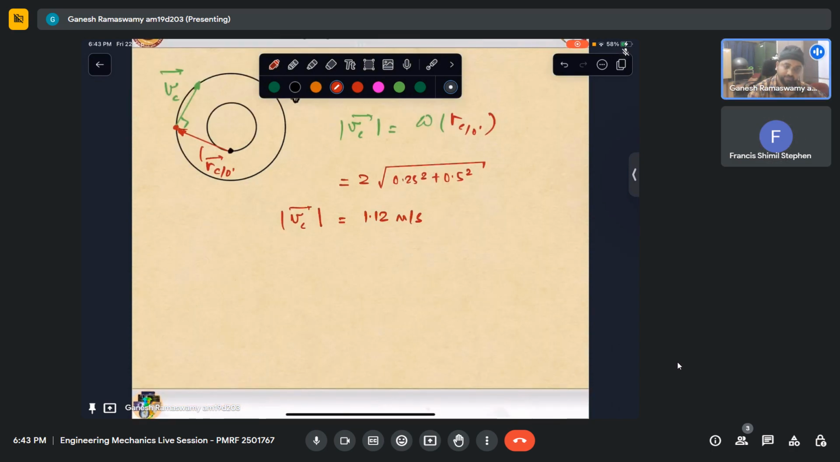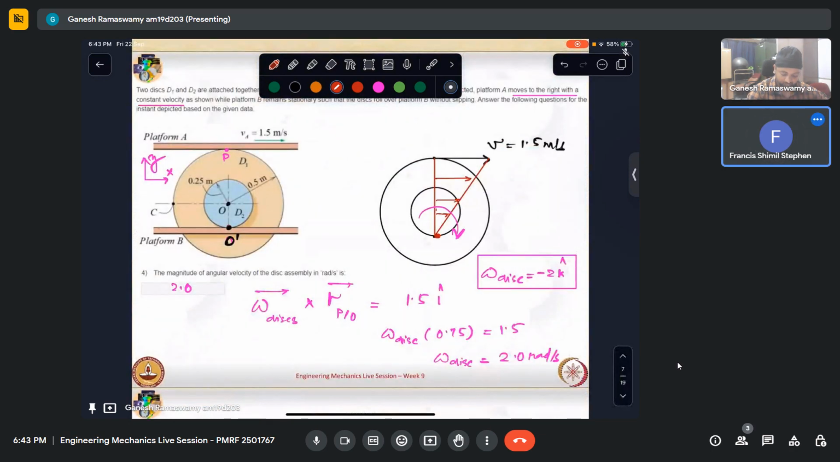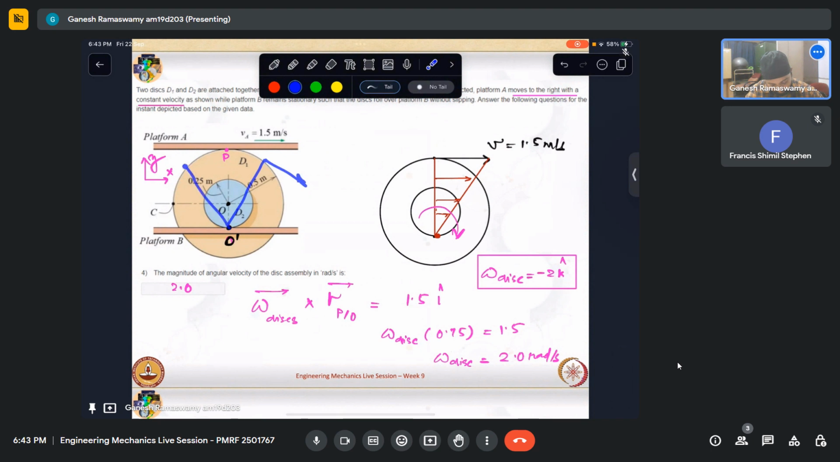Omega of the disk assembly. Yes, by virtue of that being connected to that point, we are taking point C at the rim of that assembly only. So since this is the ICR, all the points will be having velocities perpendicular to their position vectors at this instant.